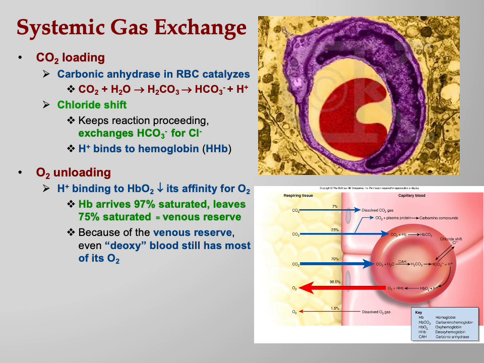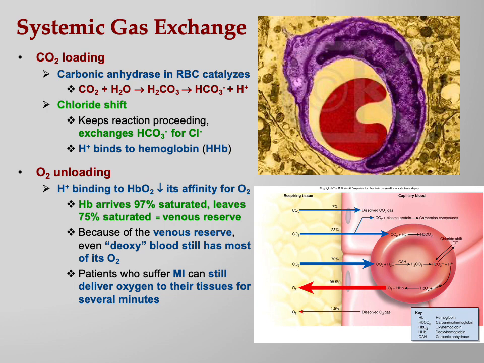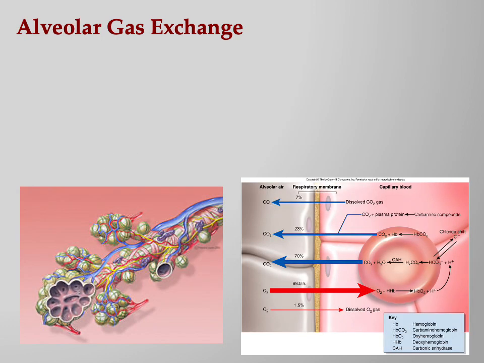Because of the venous reserve, even deoxygenated blood still has most of its oxygen. It's still 75% saturated. Patients who suffer from myocardial infarction can still deliver oxygen to their tissues for several minutes. Okay, that was systemic gas exchange. That was in the body. Let's look at what happens in the lungs.